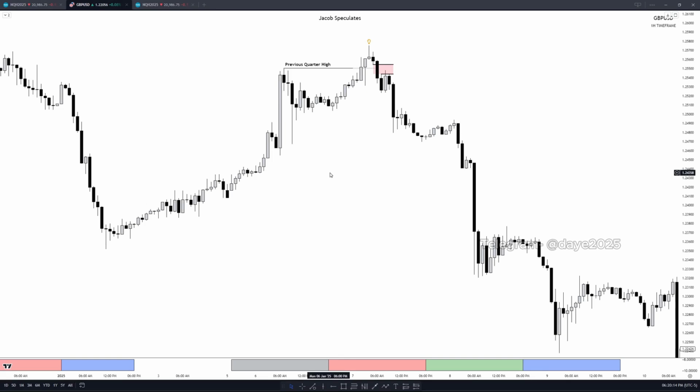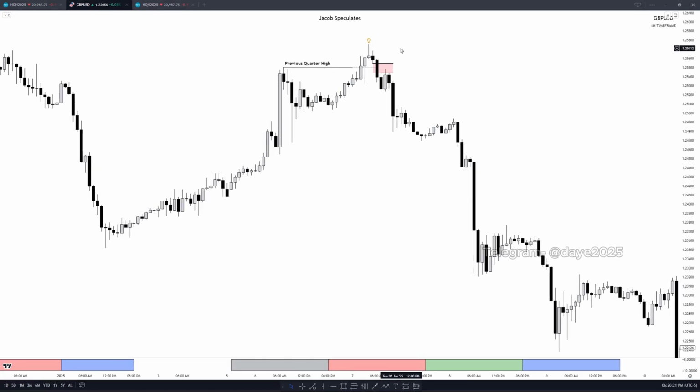Is there a way to enter on the candle that created the high using quarterly theory? Yes. But you don't need to enter at the highest point or the lowest point. There is a way, and you guys will learn that later on.